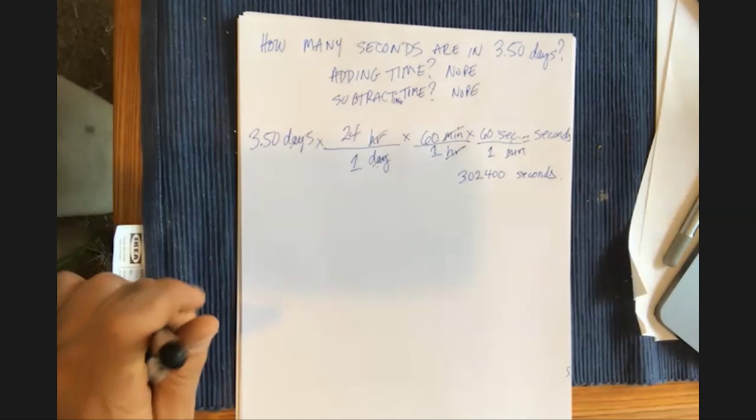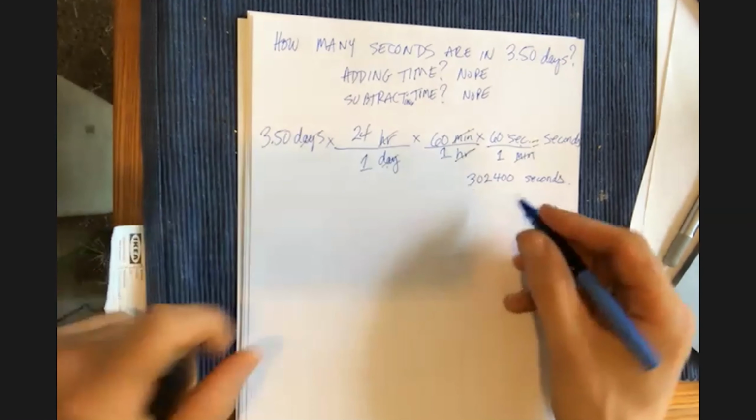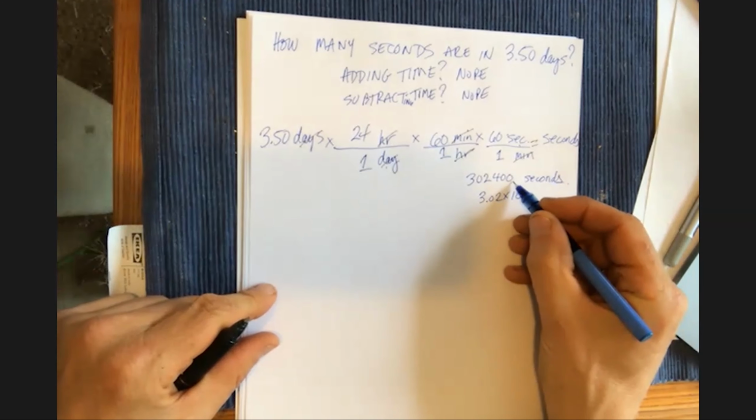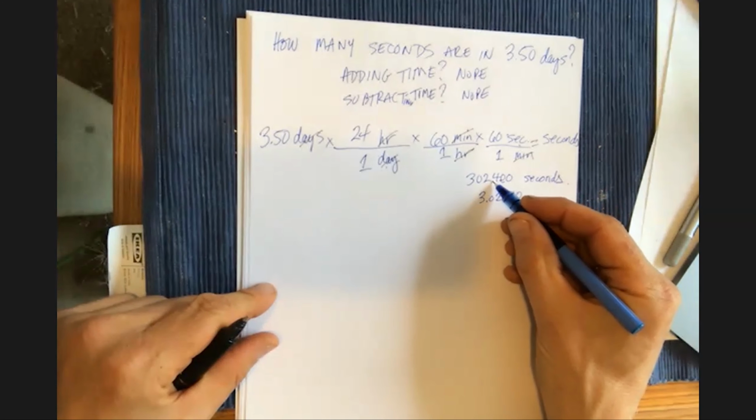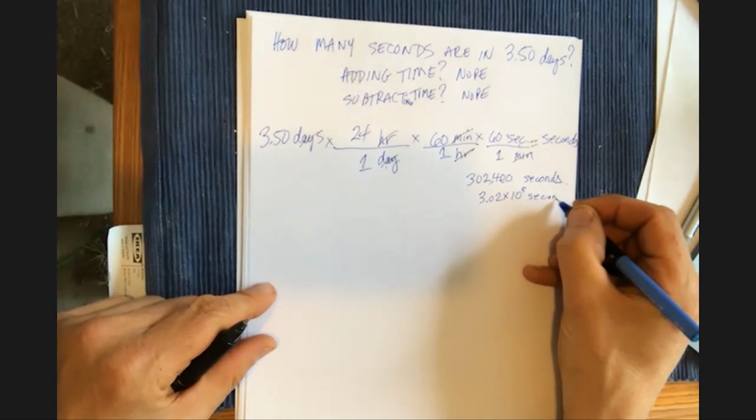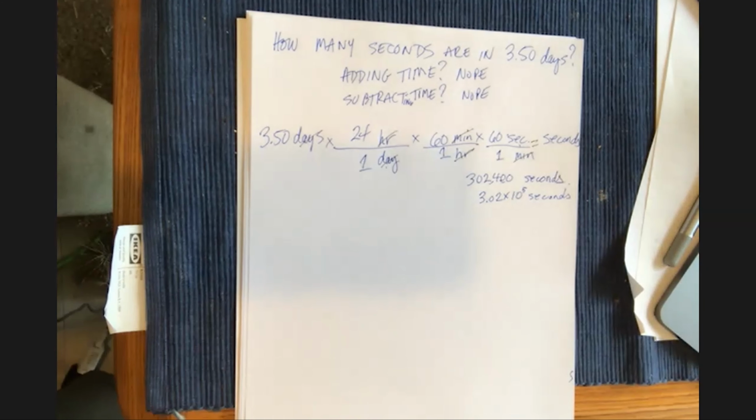That sounds good. And then I thought, well, hey, I started off with 3 significant figures here. I better have 3 significant figures here. So I went 3.02 times 10 to the 5 seconds. What do you think of that? Multiplying by 1 makes it sound a lot easier. Kind of, yeah.